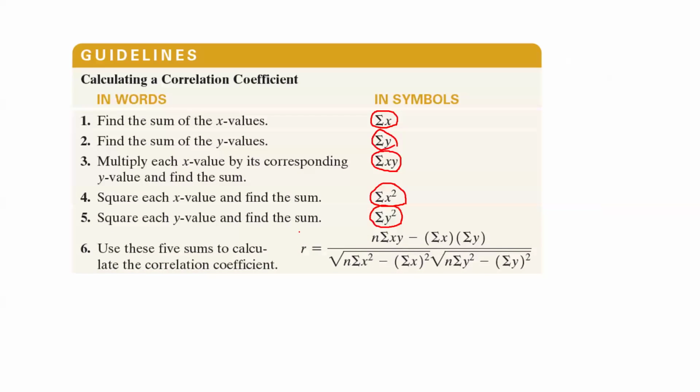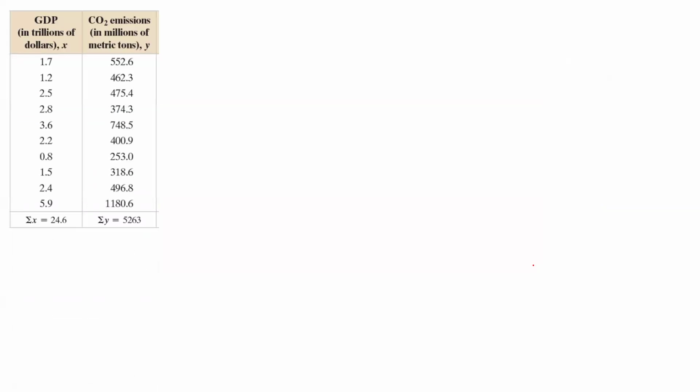R, or correlation coefficient for your sample, is equal to n, the number of pairs that you have, multiplied by the summation of x times y minus the summation of x values times the summation of y values, over the square root of n times the summation of x squared minus the summation of x to the second, times the square root of n times the summation of y values to the second power minus the summation of y's to the second. And then do the calculation to check to see if you have a strong, weak, or perfect correlation.